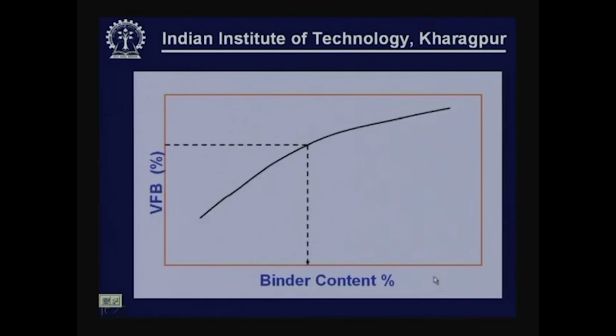Similarly, voids filled with bitumen, these are voids in mineral aggregates that are filled with bitumen. So, as the binder content increases, the voids filled with bitumen will go on increasing. So, the specification for this will also be available and the corresponding binder content can be identified.